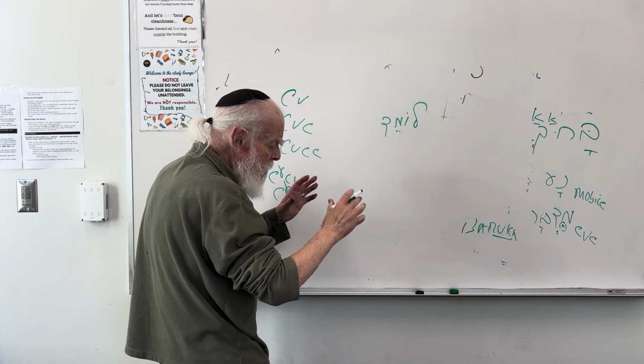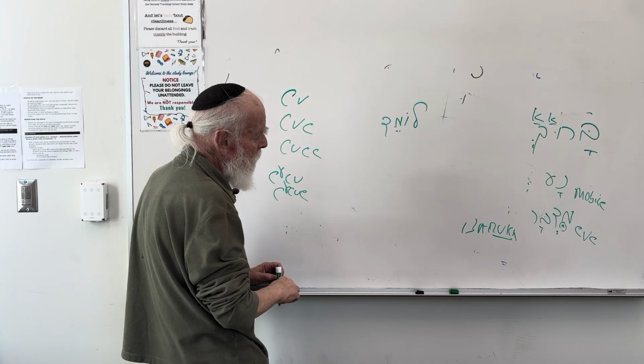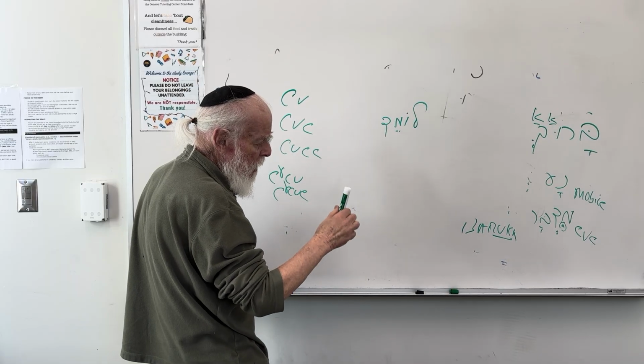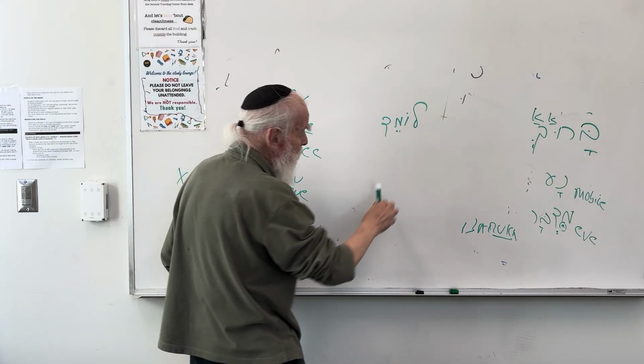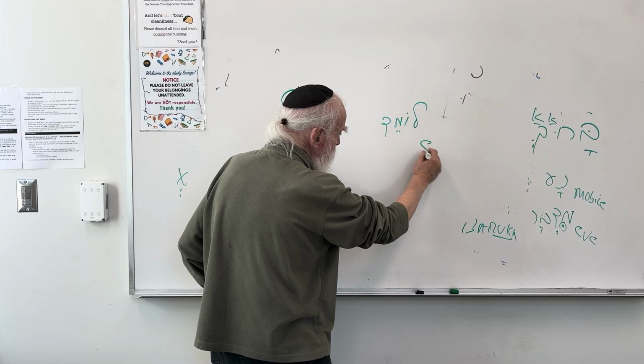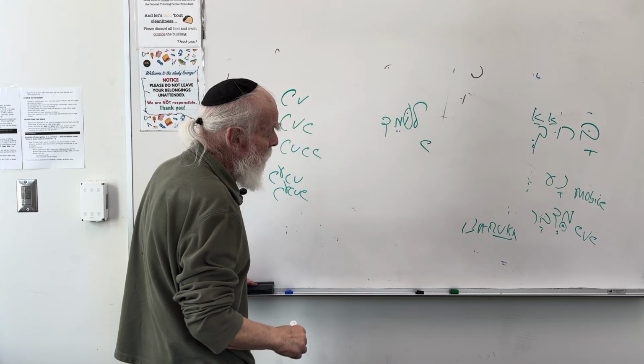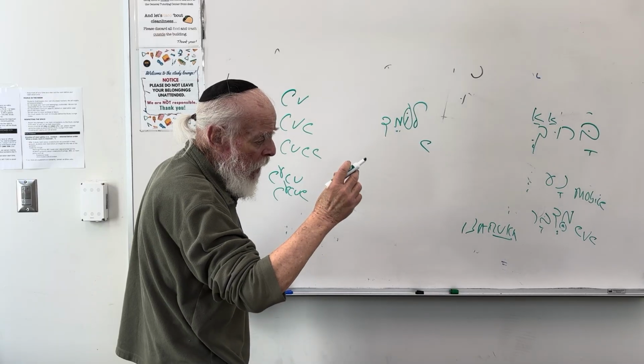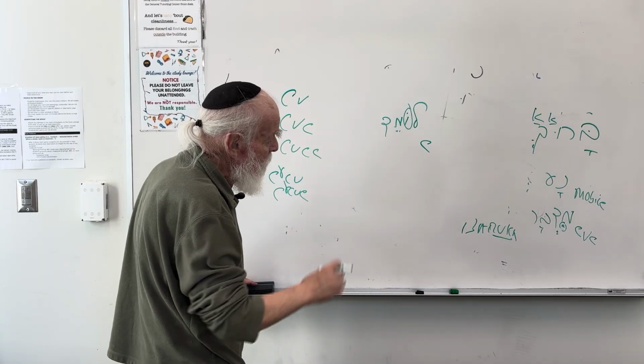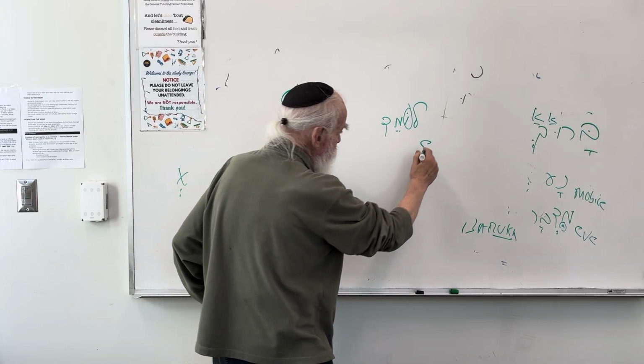I'm using basic, simple Hebrew right now. The word lomed is the word to study. I take my lamed, that's my first letter. I now see my first marker after it. It looks like the cholam maleh, the complete cholam, the full cholam. I stop right there. CV.